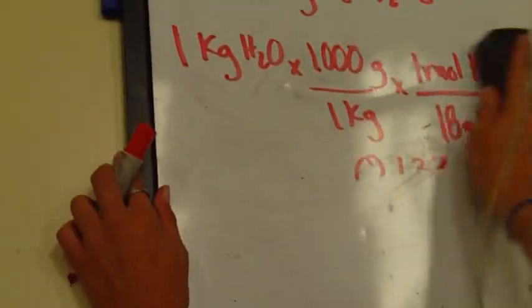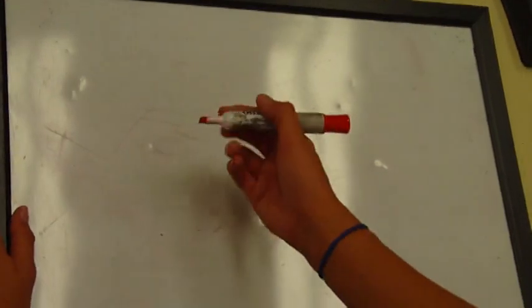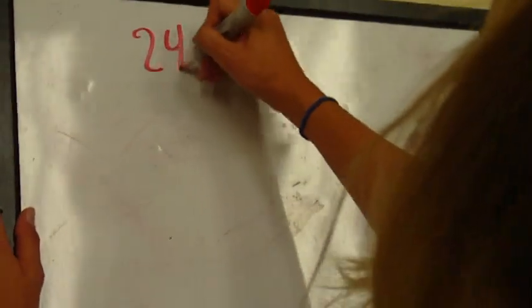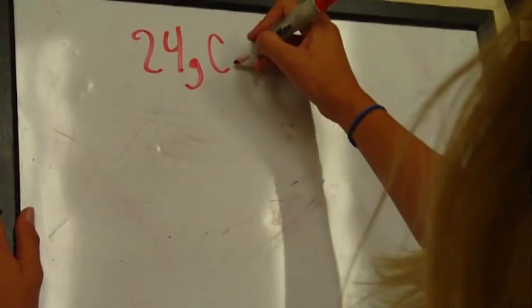Moving right along, the last part of this problem asks for the mass percent. Mass percent is just like mole fraction, but you're going to use all masses instead of moles, and then you multiply it by 100 to get a percentage. So we started out with 24 grams of solute.